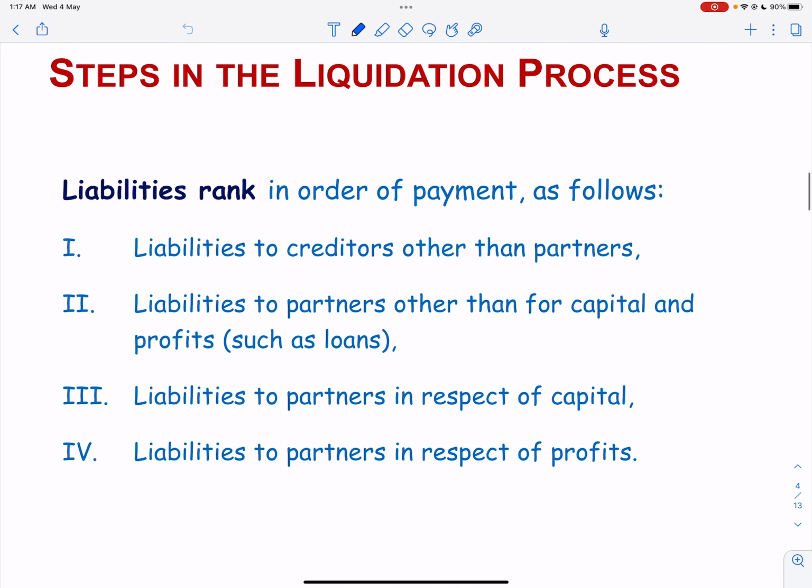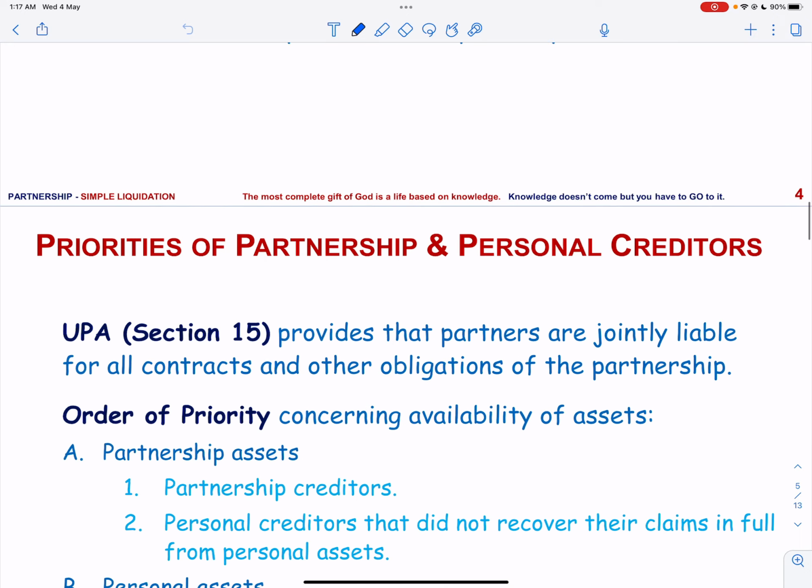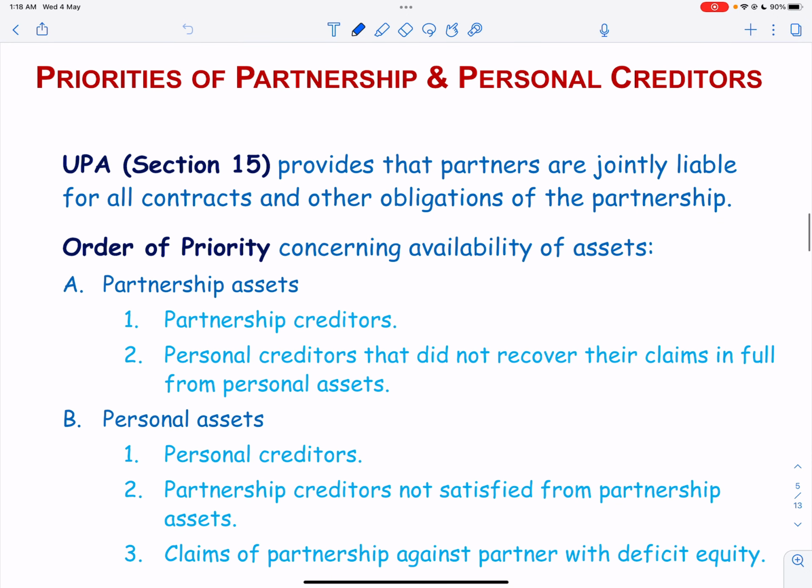Let us now talk about how to distribute assets to creditors and partners. The Uniform Partnership Act has a ranking of order of payment of liabilities: those owing to creditors other than partners, those owing to partners other than for capital and profits such as loans, those owing to partners in respect of capital, and those owing to partners in respect of profit.